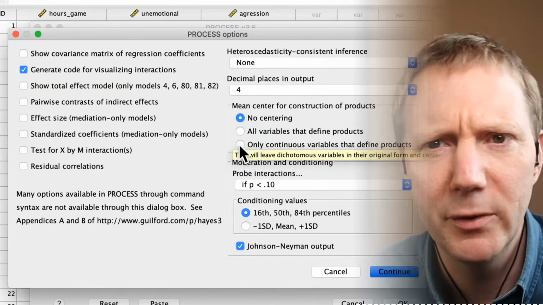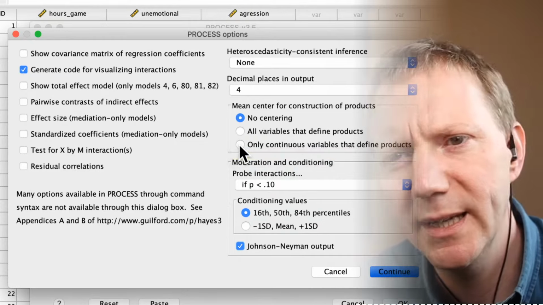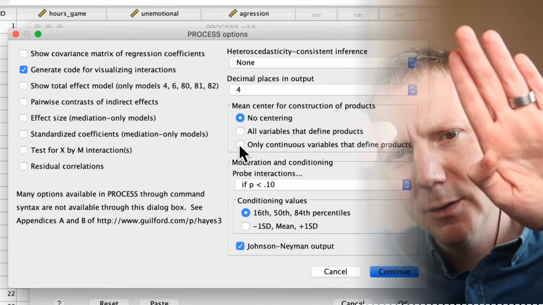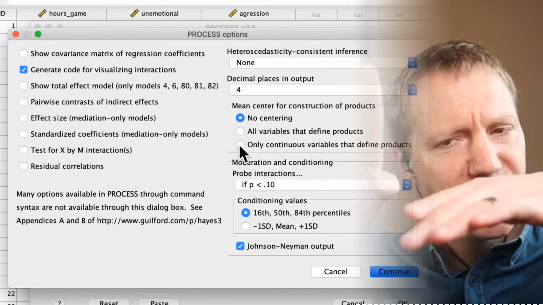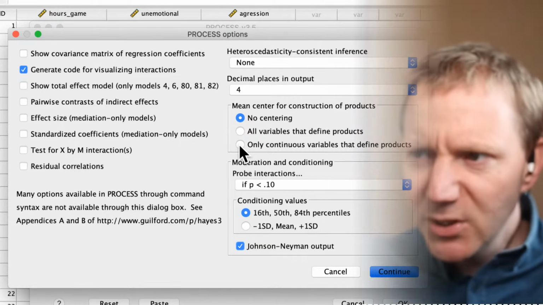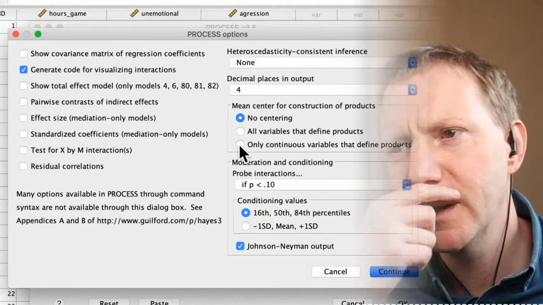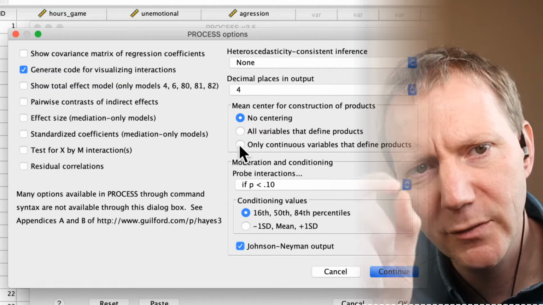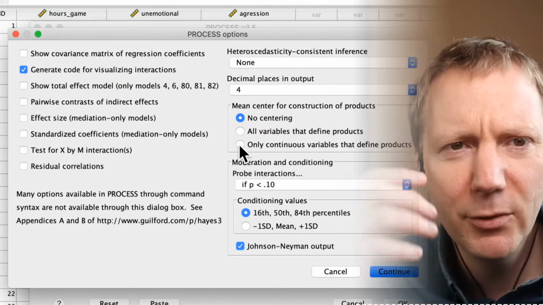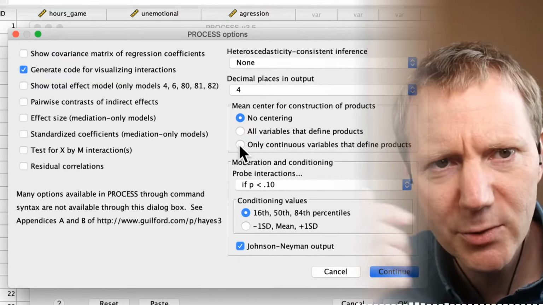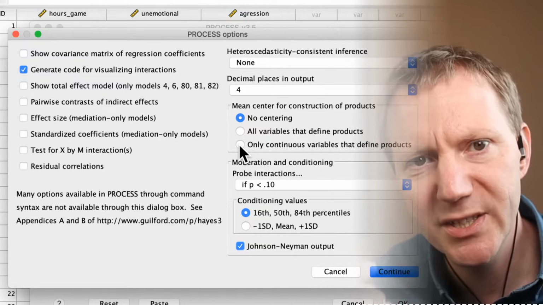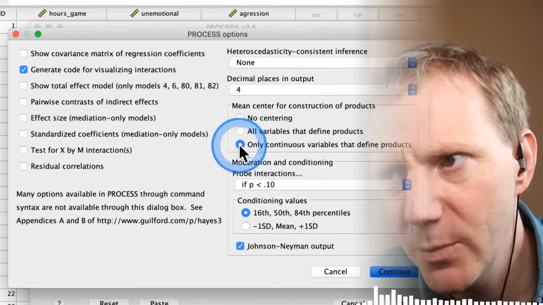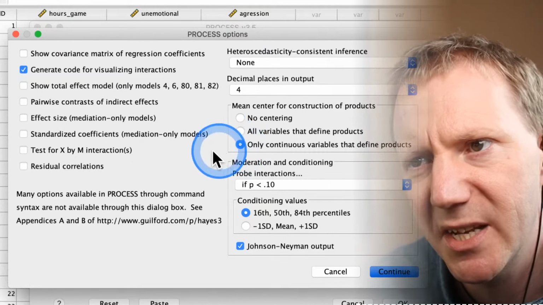Well, you don't have to. Essentially, in interpreting the interaction, you don't specifically need to mean center. But if you don't, and you're going to look at the main effects of the beta coefficients, then you really need to realize what the meaning of the beta coefficients is if you do not mean center. So it's a bit of a choice in that sense.